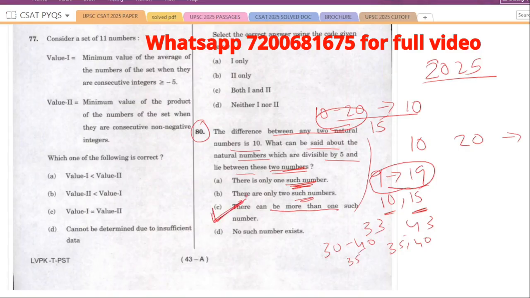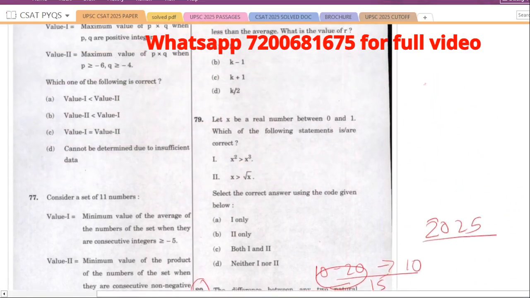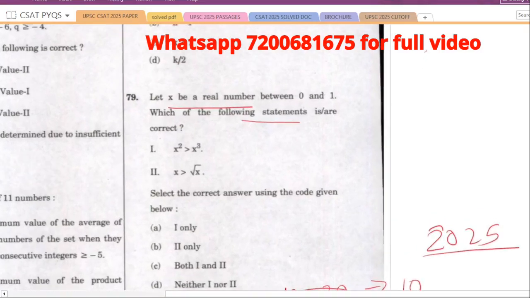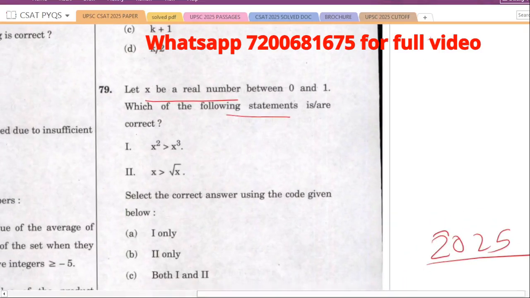This is the answer. So like this, there are many questions in 2025, and this trend started in 2023, where they are asking you data sufficiency, where you have to put in values and see whether the given statement is correct or not. Now if you go to question number 79, it is again a similar question. Let x be a real number between 0 and 1. So you have to take any number between 0 and 1. Which of the following statements are correct? First, they are asking x square greater than x cube, or x greater than root x.